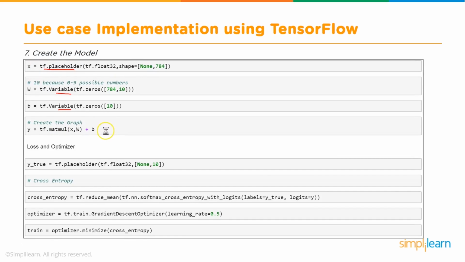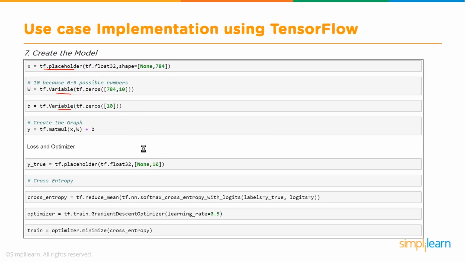You're just adding B, and this is very similar to one of the earlier slides where we saw sigma XiWi. So that's what we are doing here. Matrix multiplication is multiplying all the input values with the corresponding weights and then adding the bias. So that is the graph we created.